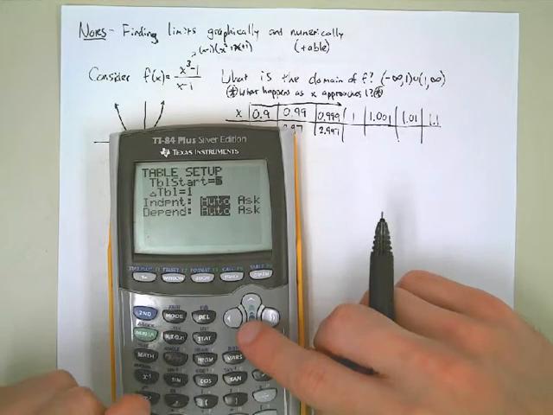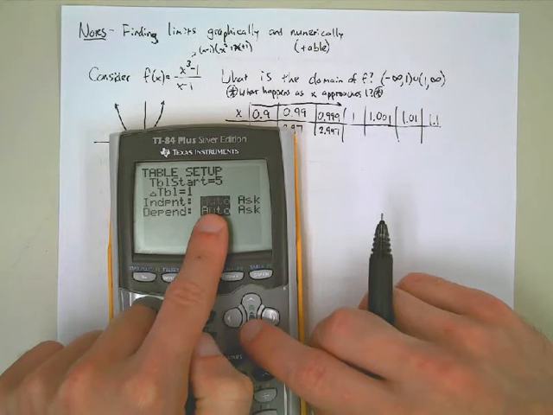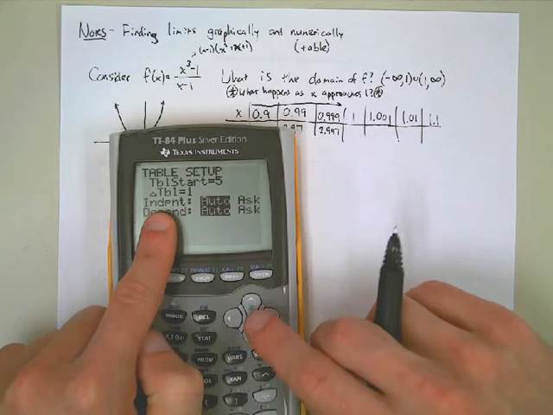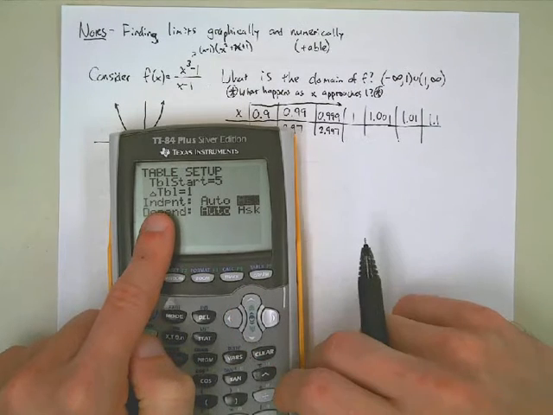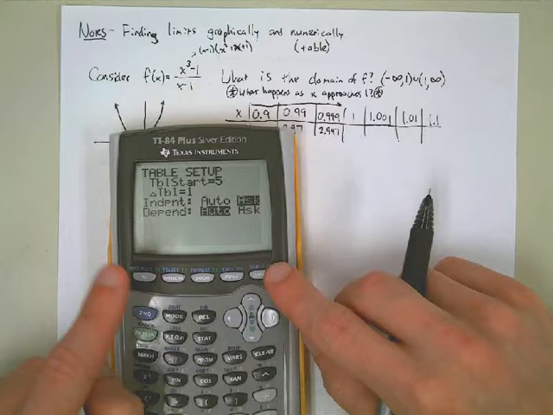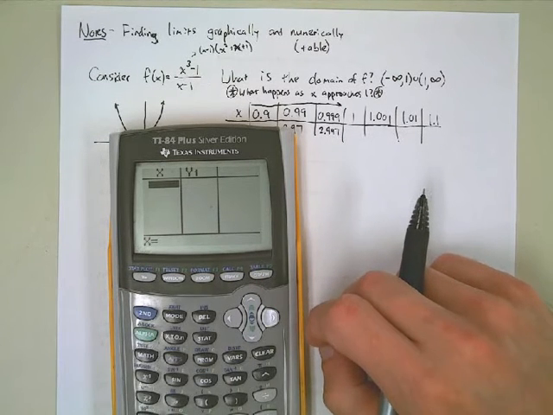If you go down to independent, instead of having the calculator automatically fill in the values for the independent variable, that is the x variable, we can have it ask us. So highlight ask and hit enter. Now when you go back to your table by pressing second graph, it's blank. And it's blank because it's waiting for us to put values in.